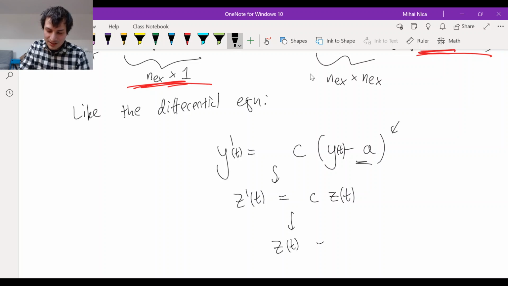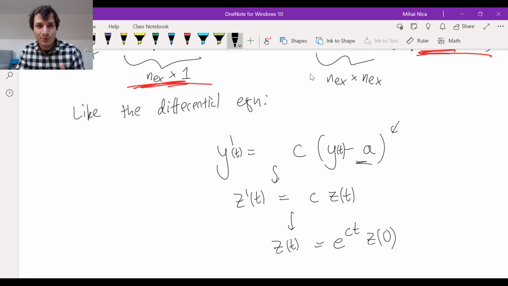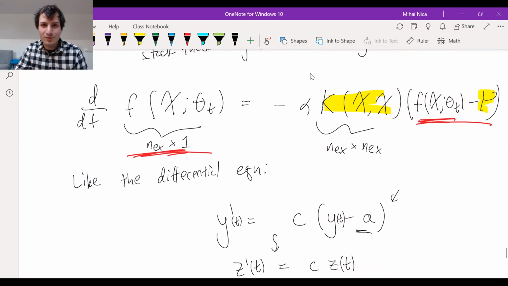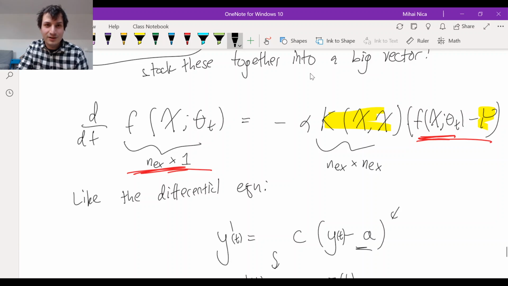z of t is e to the ct times z of 0. And that's exactly what we're going to do. So we're going to do all these steps that you do in a differential equations 1 class. We're going to do them on this vector matrix differential equation. This is an nx by 1 vector.